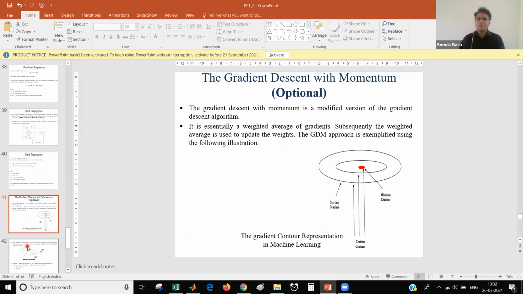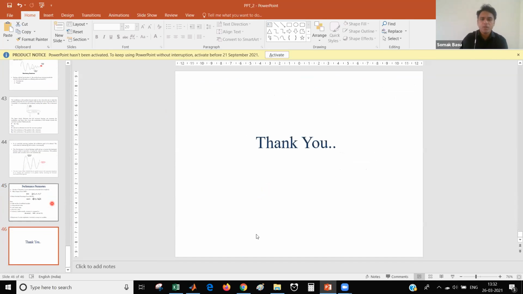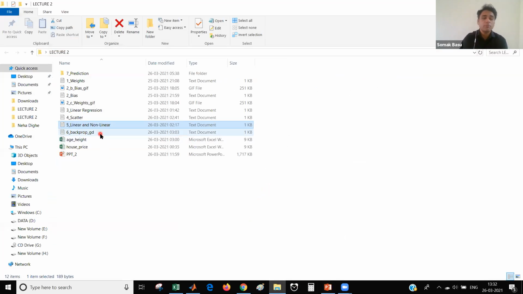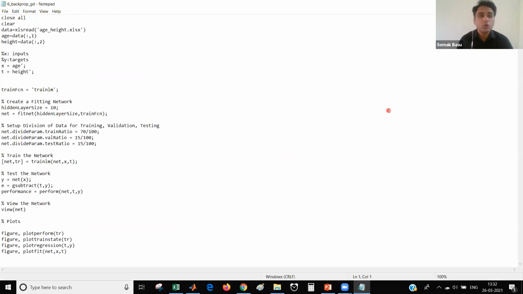This is maybe gradient descent with momentum. Maybe I'll cover this in the next lecture. I'll avoid it now because this is a little optional sort of thing. Rather, what I'll do is, I'll give you the code for the backprop. This is something important. This is the last coding example. So let us start with the coding example.